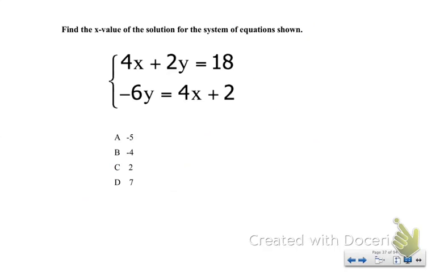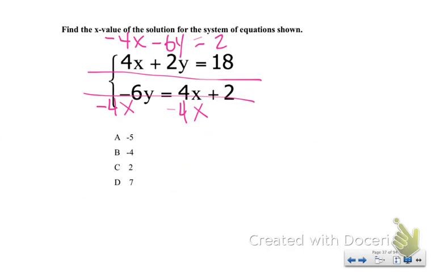Okay, find the x value of the solution for the system of equations shown. Alright, so in this case, it's not really set up for any method right off the bat. But what we can do is, if we want to use elimination, we need to make sure that the variables are lined up. So to do that, I need to move 4x to the other side. So I end up with negative 4x minus 6y equals 2. Okay, and then I can just look at this system. And now that's going to work really well for elimination, because you have negative 4x and positive 4x.